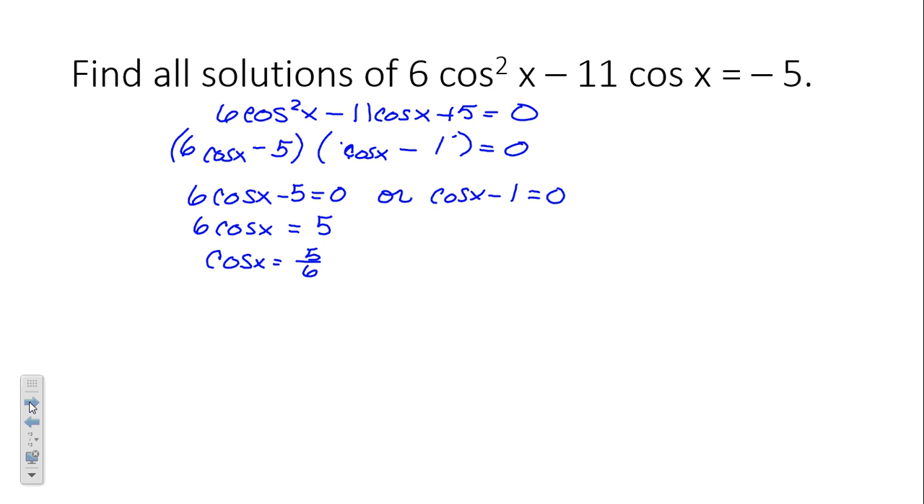But we do know of a place where cosine of x off the top of our head is equal to a positive 1. Where's the cosine of positive 1? At 0 and 2 pi, right? So 0, 2 pi, 4 pi, 6 pi, 8 pi, right? Okay, so 0 plus 2 pi n.